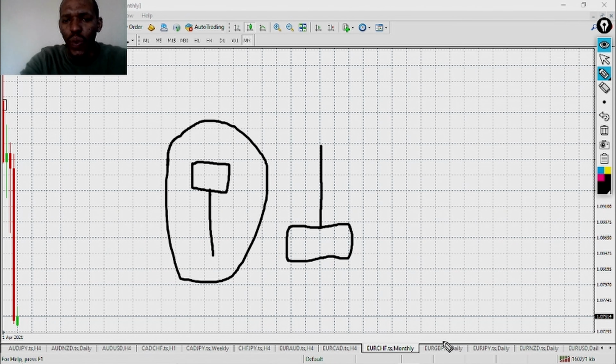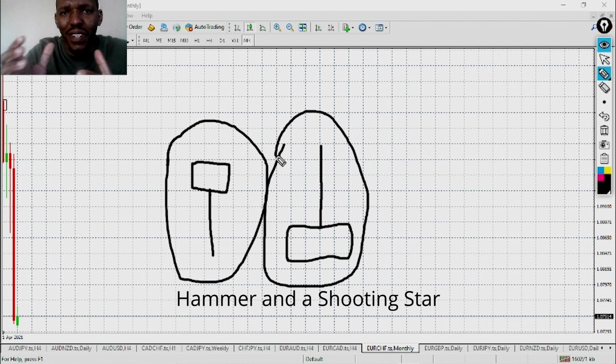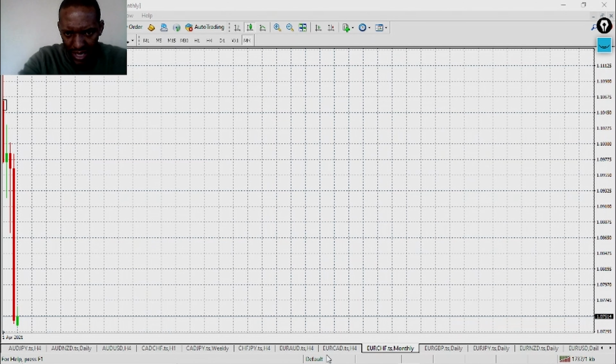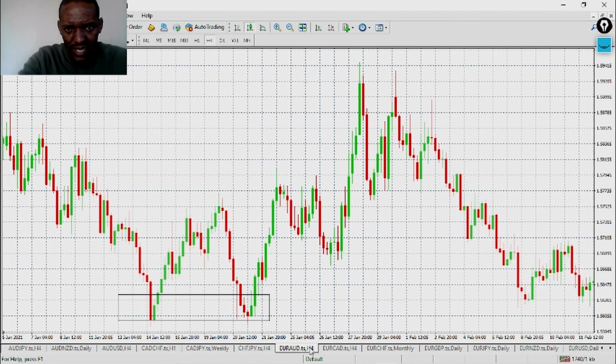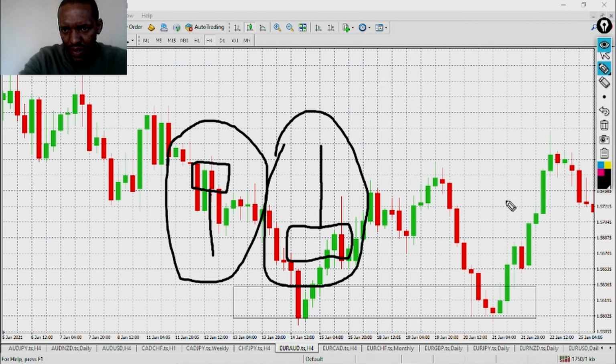So when we go to the charts, guys, I want us to go to the charts because, like I said, I don't want us to have a long video. I want us to go to the charts quickly and look at these two things that I'm talking about. In this instance, guys, we have a hammer right here. So when you see this candle here, okay, let's remove that quickly.